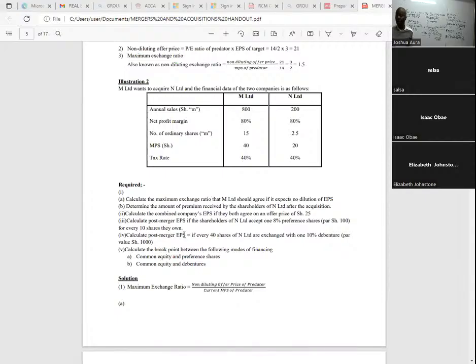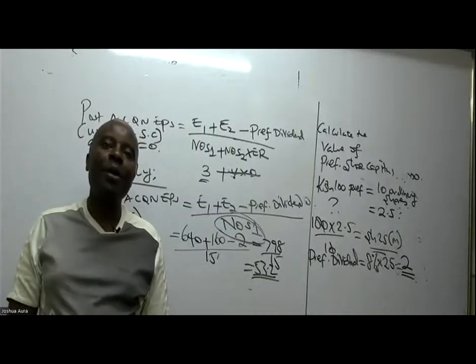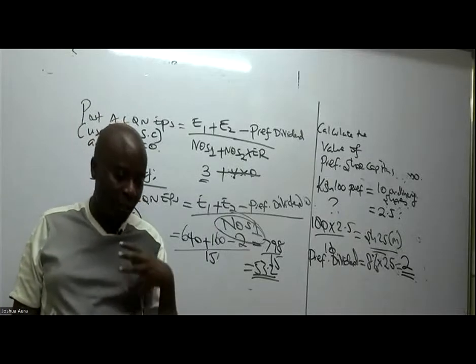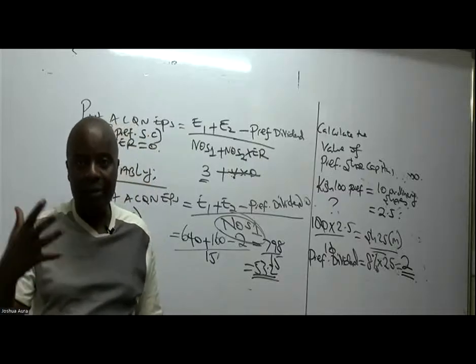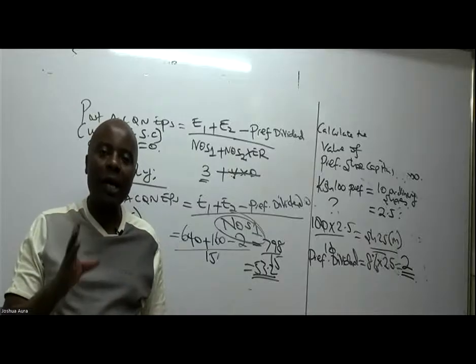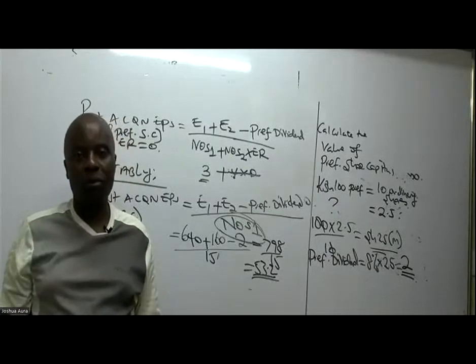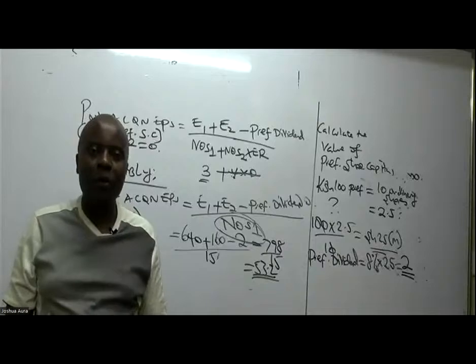If every 40 shares of N Limited are exchanged with 10% debenture, whose par value is 1,000. Debenture is debt. Once I read this kind of question, I know for sure I will get all the marks here. Why? Because debenture is involved, and when debenture is involved, I know for sure that the exchange ratio will be 0. At least that is a low-hanging fruit, which I should be able to harvest.